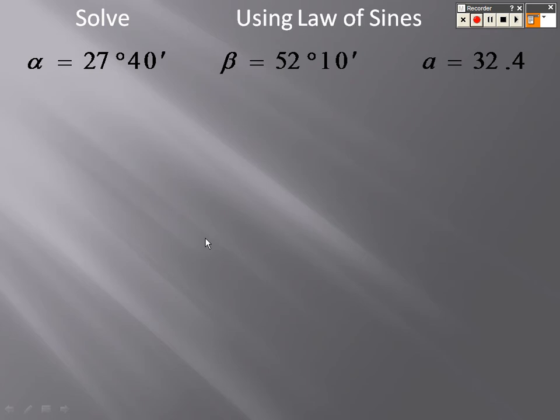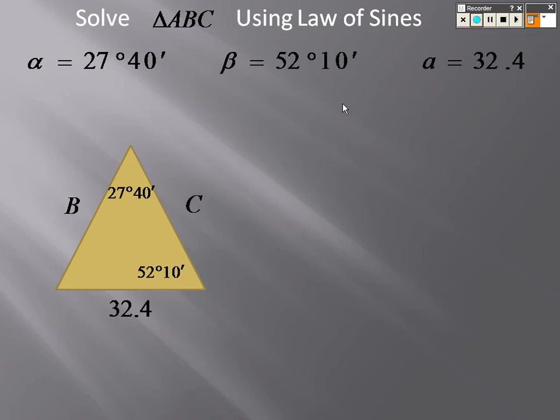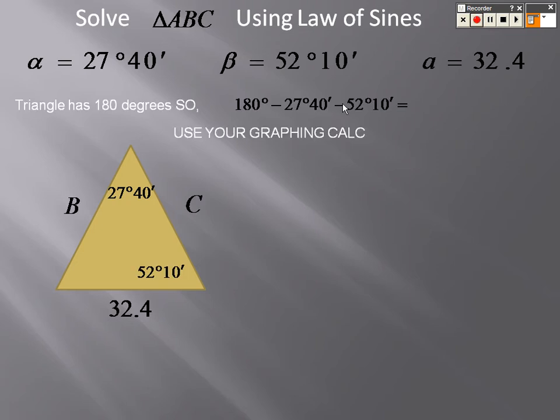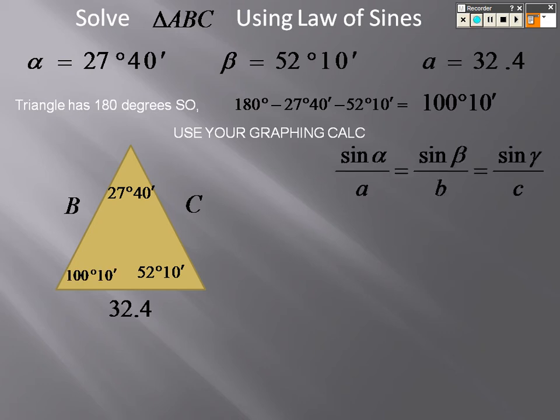Now we're talking about degrees, minutes, and seconds. So this is degrees minutes, this is degrees minutes, and this is a decimal. So I either need to make them all the same as decimals or all degrees and minutes in order to solve this problem. So I'm just going to fill everything in here quick so you can see it all. So when we're doing this, 180 degrees minus 27 degrees 40 minutes minus 52 degrees 10 minutes, you get 100 degrees and 10 minutes for the last angle.